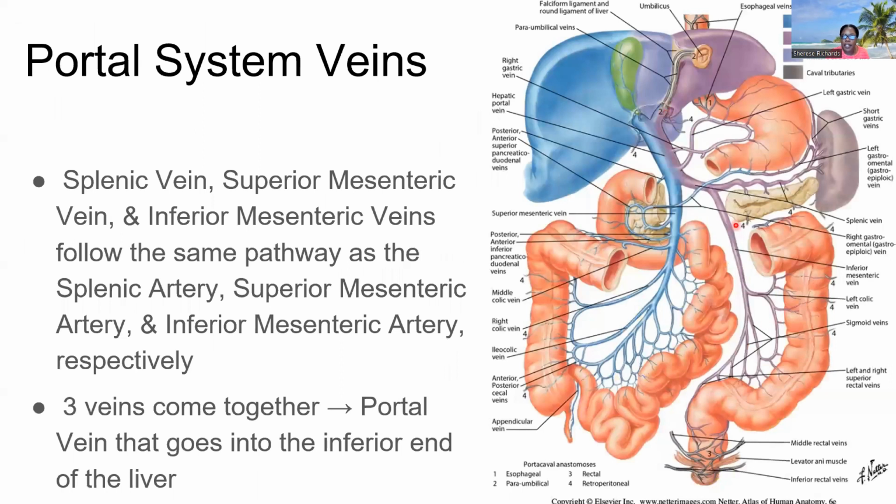So here's a different view of that portal circulation. Right here's the major portal vein. Notice that it is being formed by the superior mesenteric vein and splenic vein. And then we have the inferior mesenteric vein also dumping into the splenic vein. And so all of that blood draining the various organs that we discussed here will be funneled into the liver.